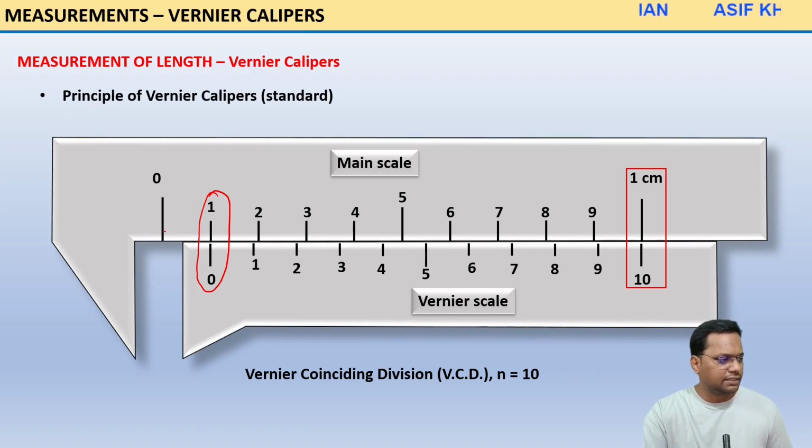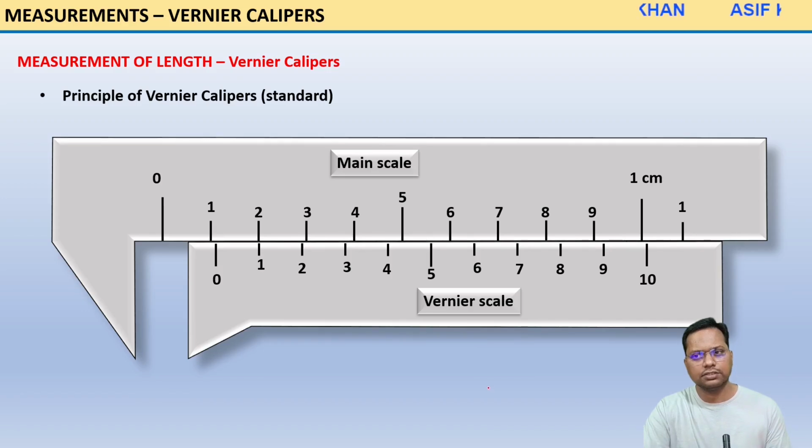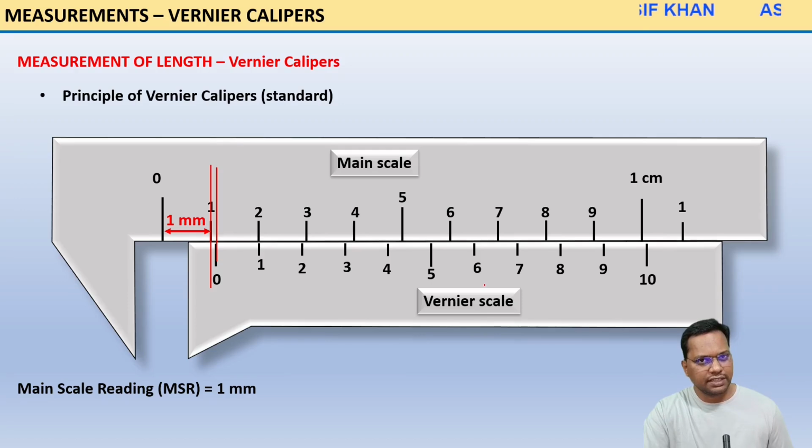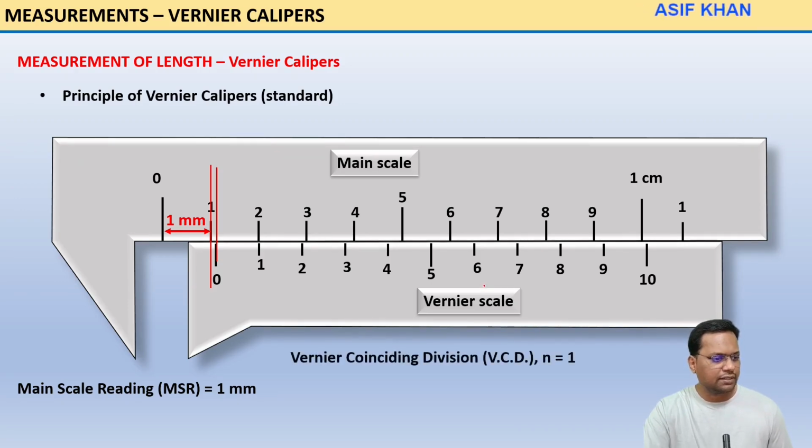Now, whatever distance between the two zeros you find here, that is the gap between the two jaws, that is 1 mm. Now it is crossing the 1 mm line. So here we know this distance, 0 to 1, that is 1 mm. Now we need to calculate the remaining distance, the gap between the two red lines that is shown on the screen. So here this is 1 mm. Again we need to take the Vernier coinciding division, that is the first one, so n is equal to 1 and the least count is 0.1.